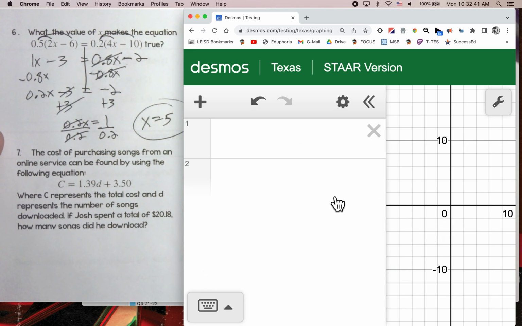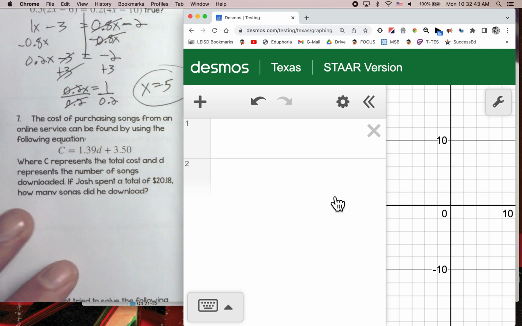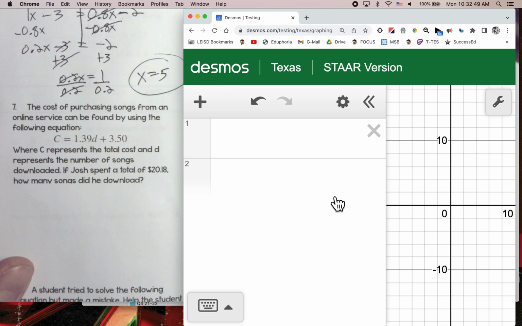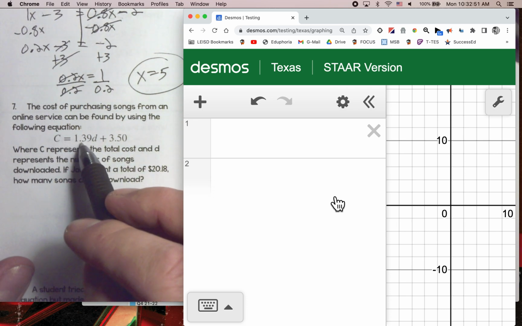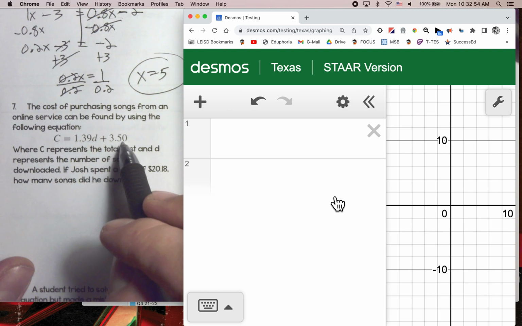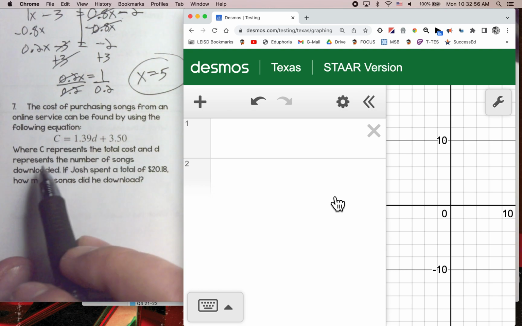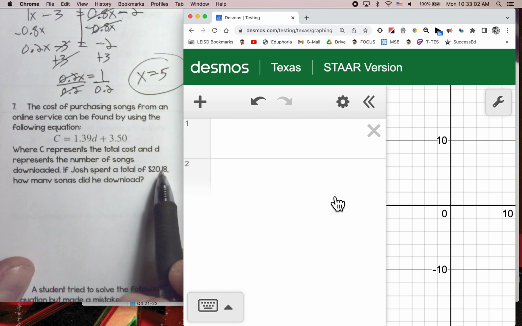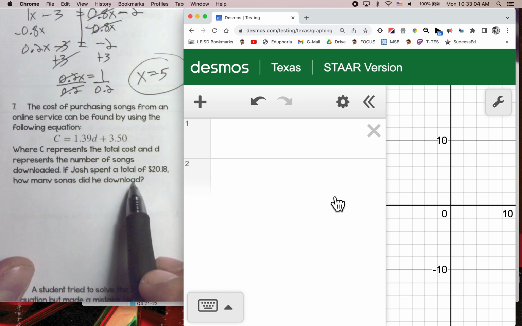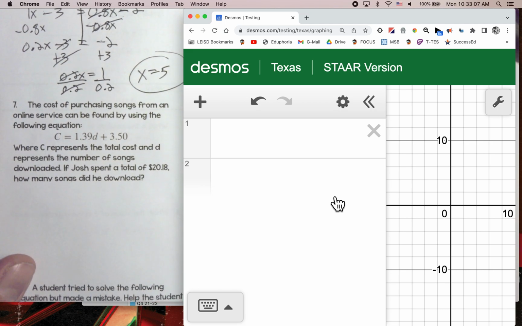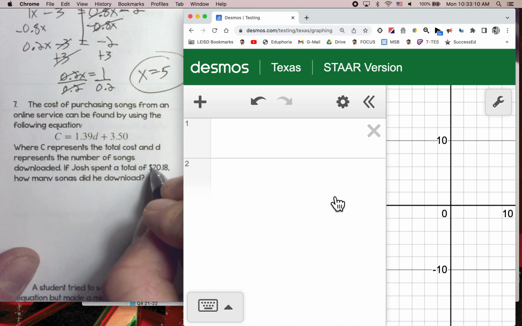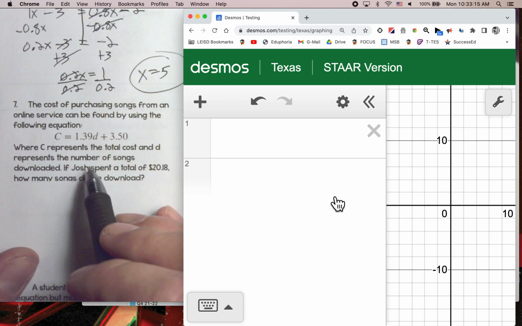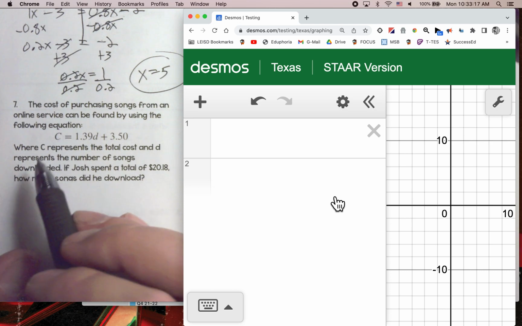All right, let's look at number 7. It says, the cost of purchasing songs from an online service can be found using the following equation. C equals 1.39D plus 3.5, where C represents the total cost and D represents the number of songs downloaded. If Josh spent a total of $20.18, how many songs did he download? Okay. Well, we have to figure out which variable that $20.18 replaces. It says C represents the total cost and D represents the number of songs. Okay. Well, what is 20.18?